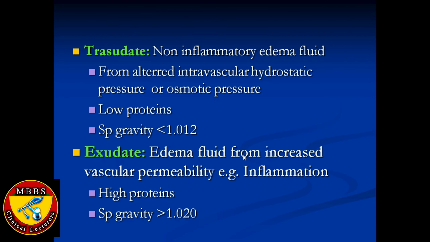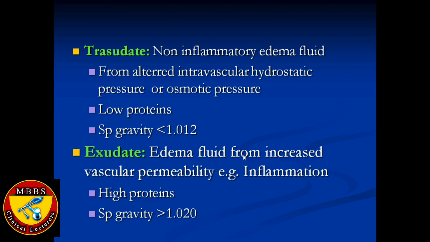and then another feature of this edema that we should consider is the type of fluid that accumulates. The fluid that accumulates may be transudate or may be exudate. I hope you recall that transudate is a non-inflammatory fluid which is derived due to increased hydrostatic pressure or decreased plasma osmotic pressure. It is low in proteins, and therefore the specific gravity is also low, that is less than 1.012, and usually it is straw colored.